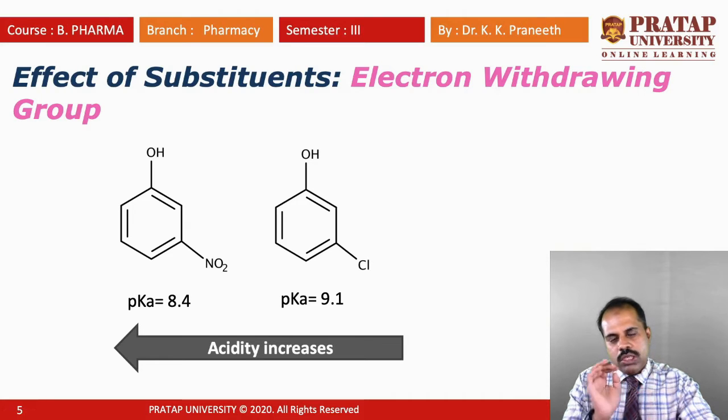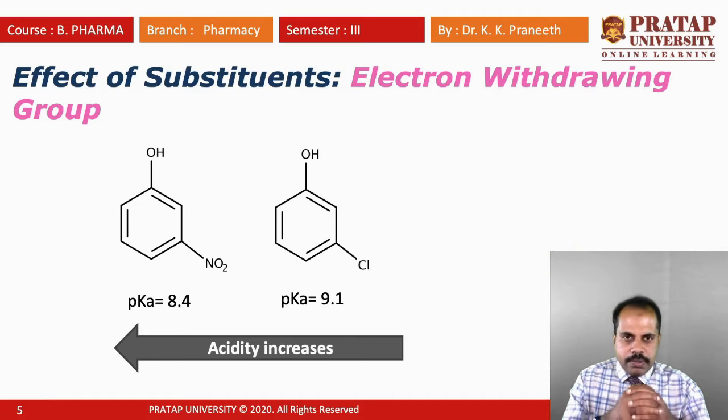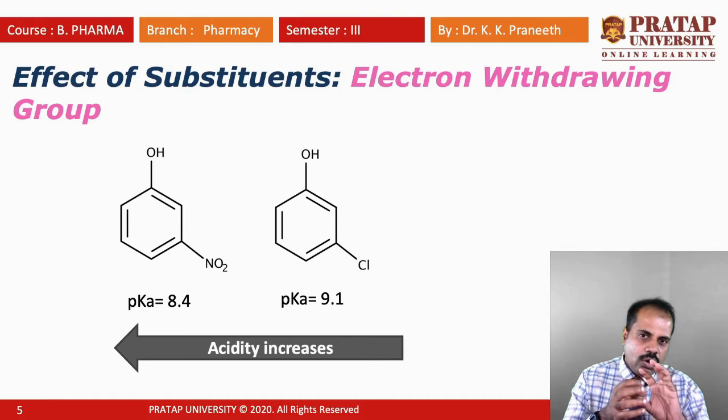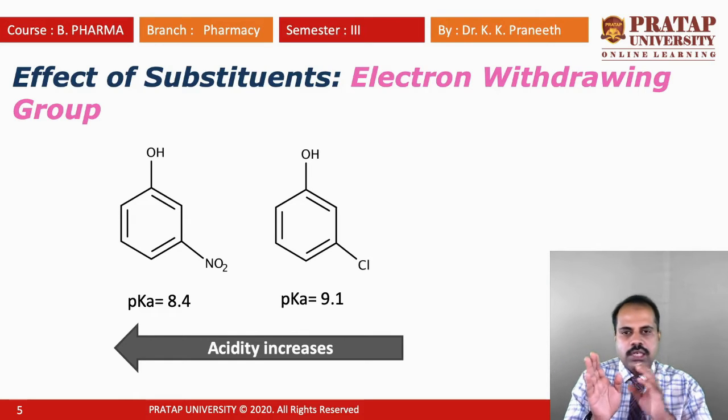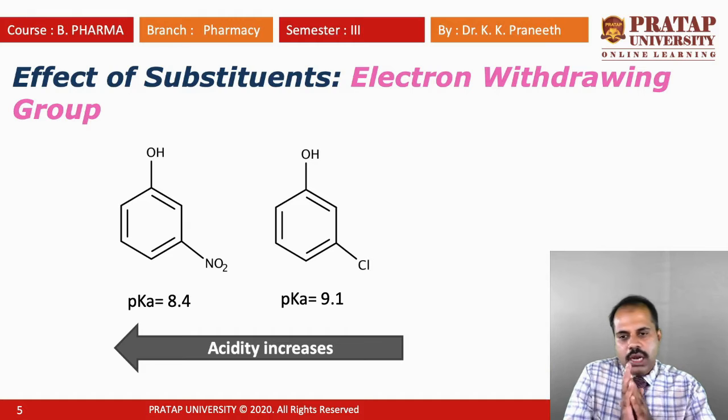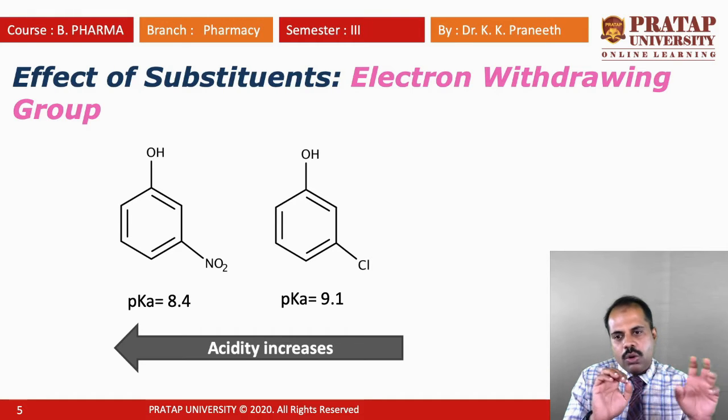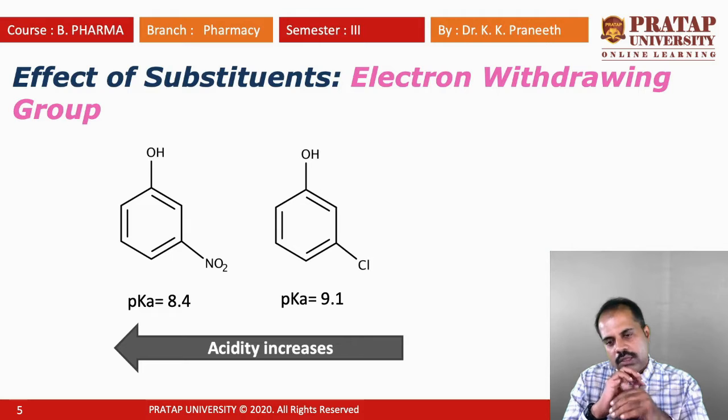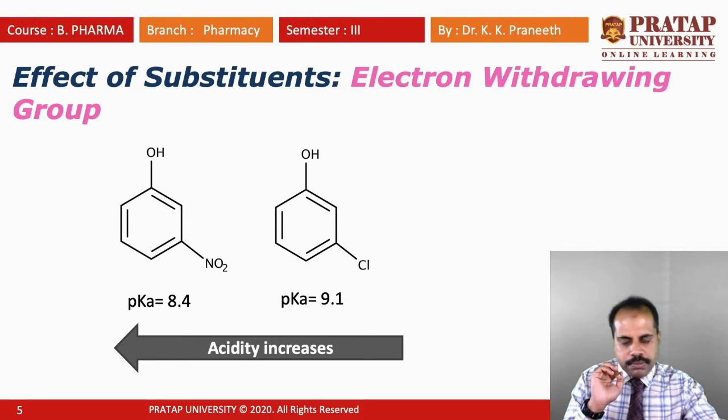So one thing you have to remember is, if you install a very strong electron withdrawing group on the phenol, the pKa will decrease and acidity will increase. In this case, nitro and chloro. Nitro is a very strong electron withdrawing group compared to chloro. So the pKa value is decreased, and the acidity will be increased.